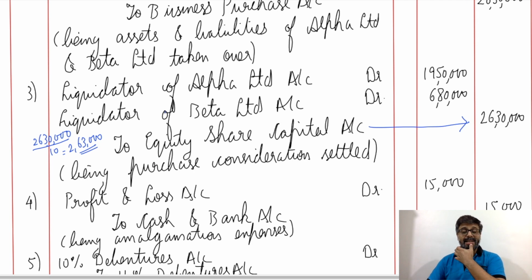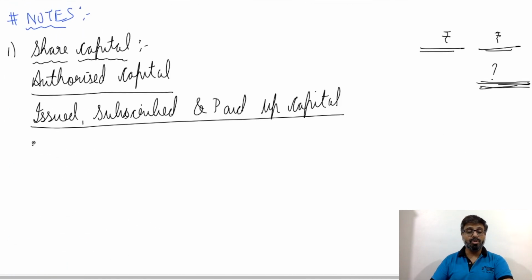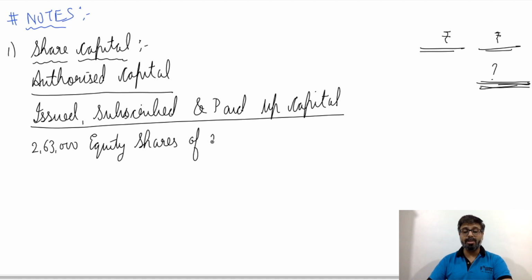You'll get it from the third entry. In this third entry, equity share capital is credited with 26,30,000. The face value of shares is 10 rupees. So 26,30,000 divided by 10. What would be the number of shares? 2,63,000. That we will write: 2,63,000 equity shares of rupees 10 each.